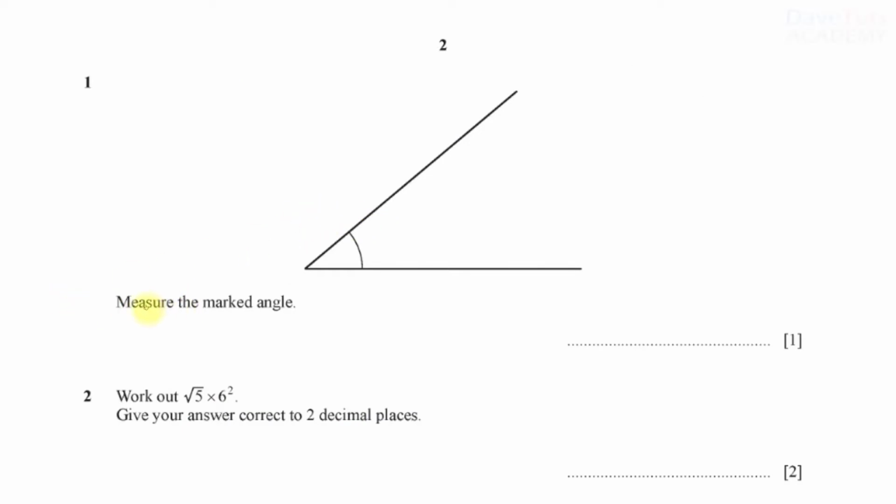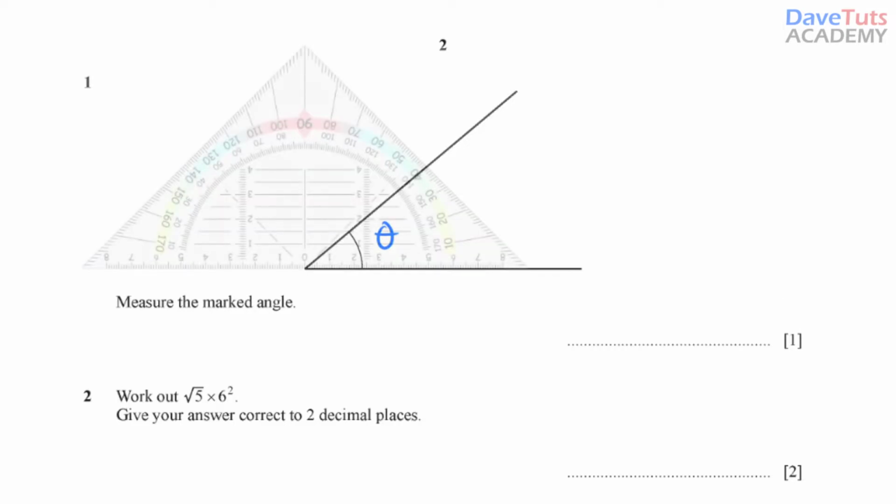Here in this question, we are to measure the marked angle. So you can see this line and this line inclined to one another with this angle theta. For us to measure the marked angle, we just need to bring in a protractor, which is just as shown here, and then we put the origin, the 0 point of the protractor, at the point of intersection of the two lines, and then we can go to the edge of the protractor and read off the angle measured.